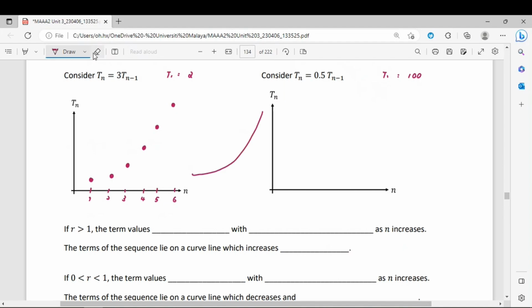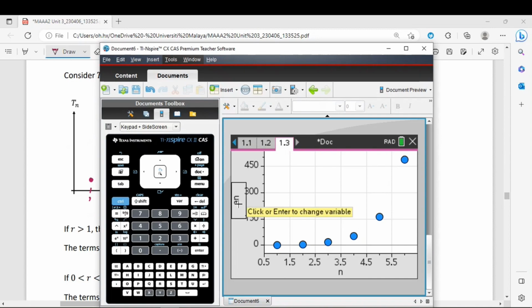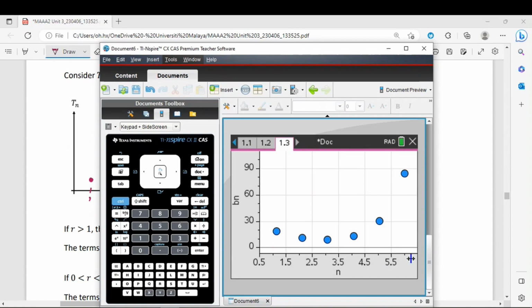Is that okay? I hope that you are following well. Maybe for this one, I draw a bit lower. So it's like getting higher and higher like that. Okay, so now we draw the second one. Same thing. Now I'm going to change my An to my second sequence, which is Pn.